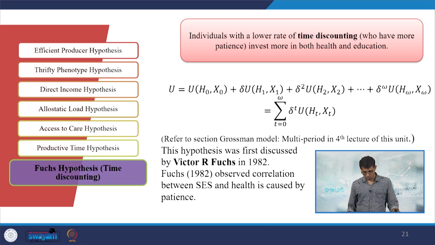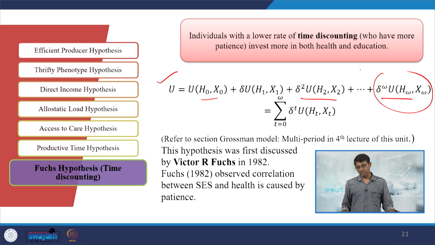Actually, individuals with a lower rate of time discounting, who have more patience, invest more in both health and education. In the utility function we defined, over time we are discounted, so later additions to our utility diminish. Okay. And hence we also discussed this in Grossman's model, the multi-period model, which was discussed in the fourth lecture of this unit.